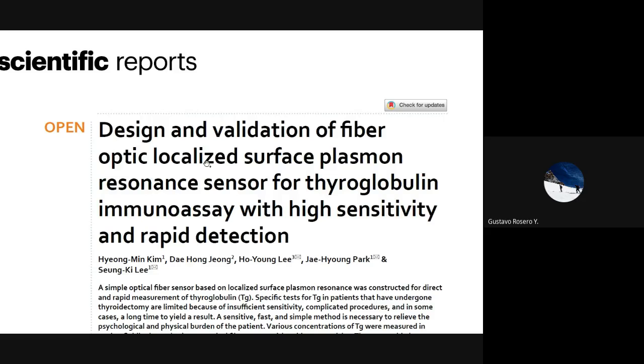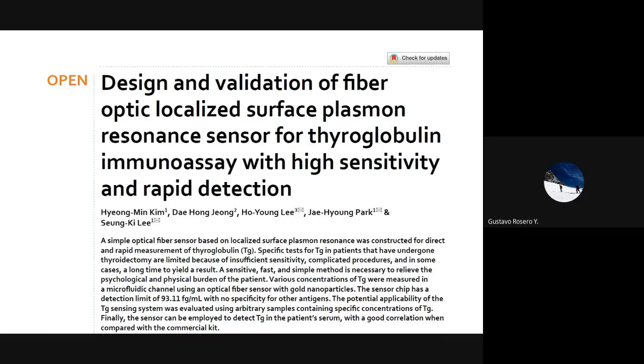Okay, in this case, I'm going to talk about this paper. The title is Design and Validation of Fiber Optic Localized Surface Plasmon Resonance Sensor for Thyroglobulin Immunoassay with High Sensitivity and Rapid Detection. What is the idea?